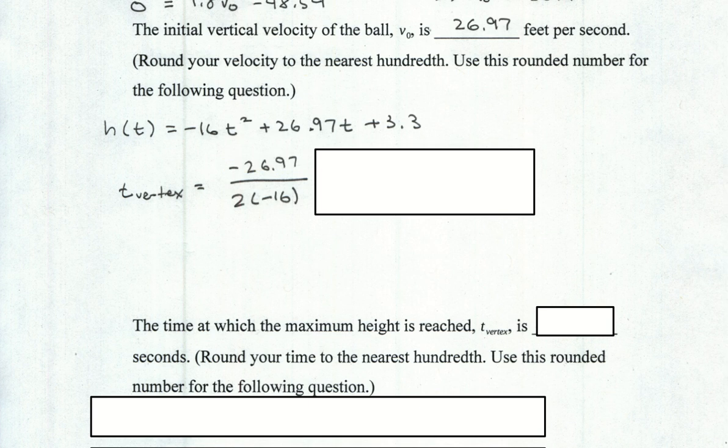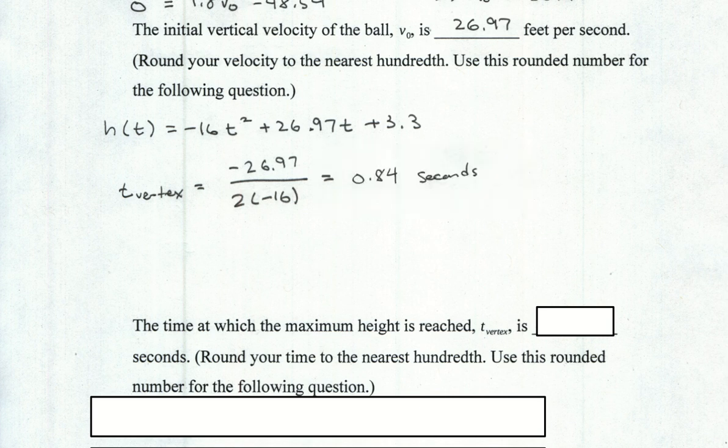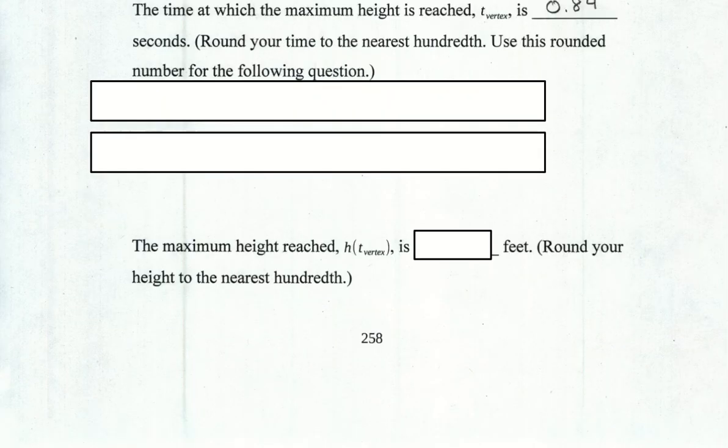And amazingly, in the denominator, we've got the acceleration due to gravity, 2 times negative 16. So we do a little arithmetic, and we learn that it reaches its highest point after 0.84 seconds. And again, I've rounded to the nearest hundredth. You're going to be asked to do the same thing in MyOpenMath. So 0.84 seconds, it reaches its maximum point.